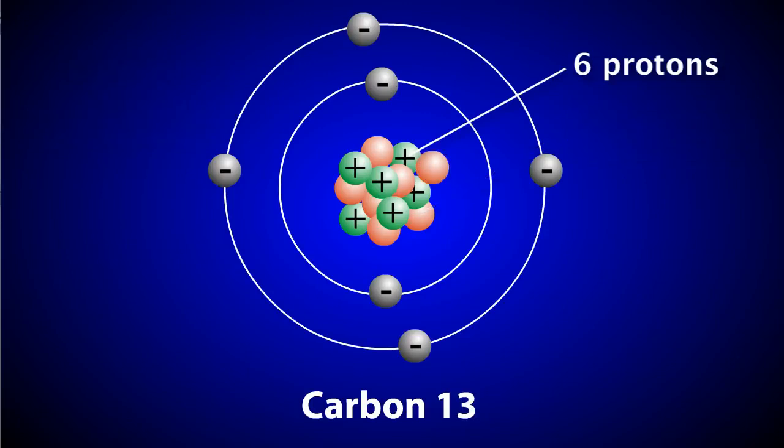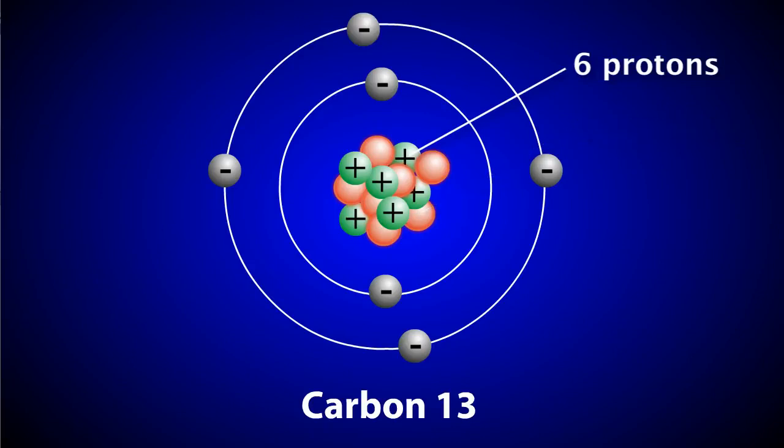Here's one example of a carbon isotope, carbon-13. Notice that while the number of protons in carbon-13 remains at 6, the number of neutrons has increased from 6 to 7. This gives the carbon atom a slightly higher atomic mass than carbon-12, but chemically, carbon-13 still behaves in the same manner as carbon-12.